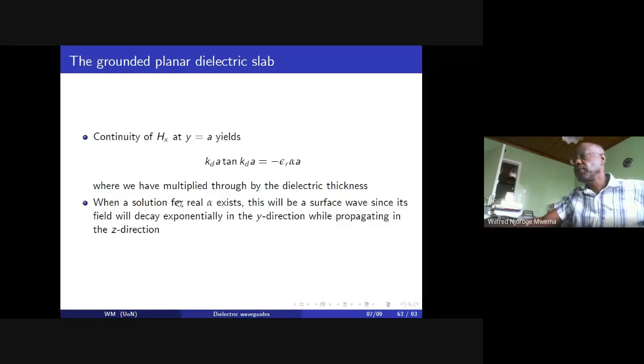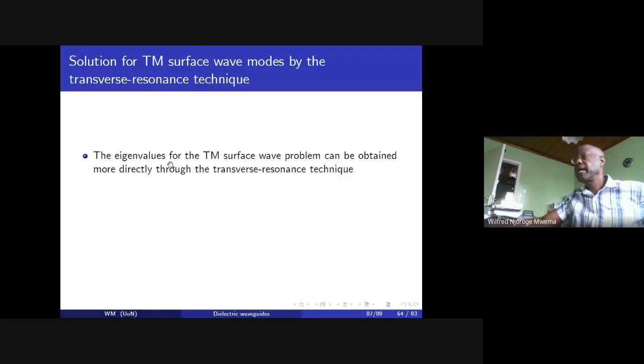And when a solution for real alpha exists, this will be a surface wave, since its field will decay exponentially in the y direction while propagating in the z direction. And the eigenvalues for the TM surface wave problem can be obtained more directly through the transverse resonance technique that we have already looked at before.